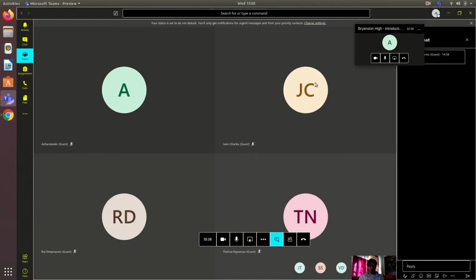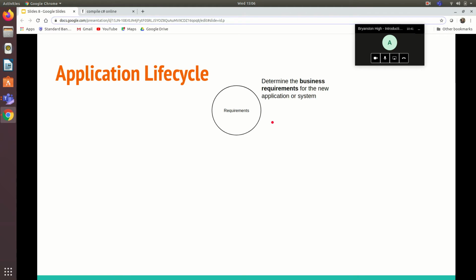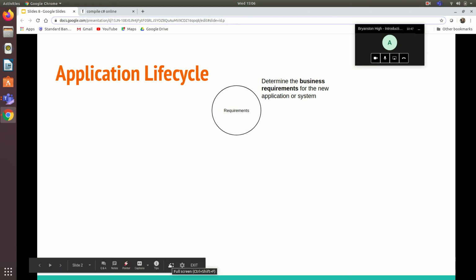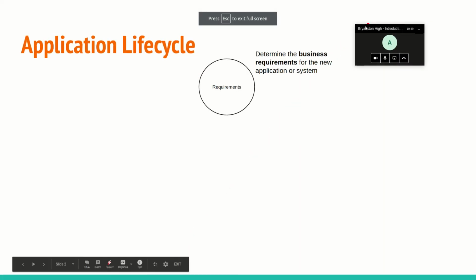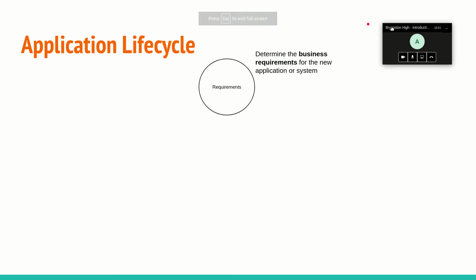Okay, so I'll define it for now. We'll say determine the business requirements for the new application or system. We'll see detailed examples of this later. For now, I just want you to get an idea of the entire cycle as a whole. When we're starting to develop a new application, the first thing we need to know is what the application must do. That's requirements analysis.